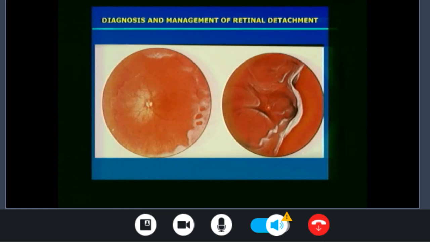Sometimes I see residents writing in the file of the patient, giant tear. It is not a giant tear, it's a large horseshoe tear. It's not a giant tear. This is the definition of a giant tear: a freely mobile posterior flap due to posterior vitreous detachment that tends to be folded over.